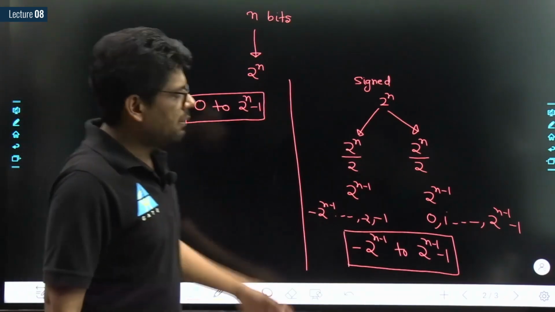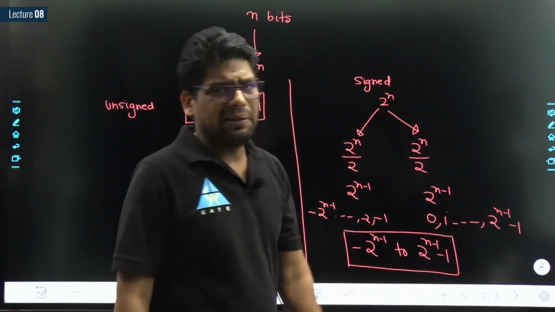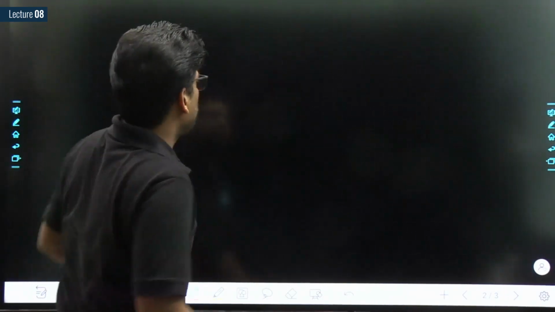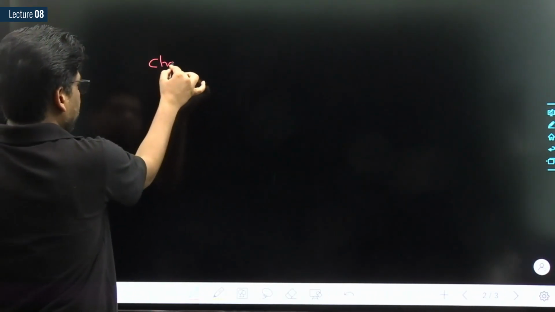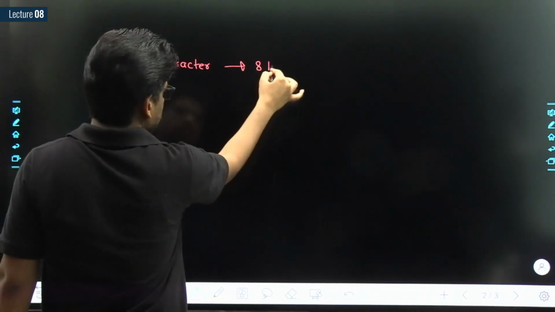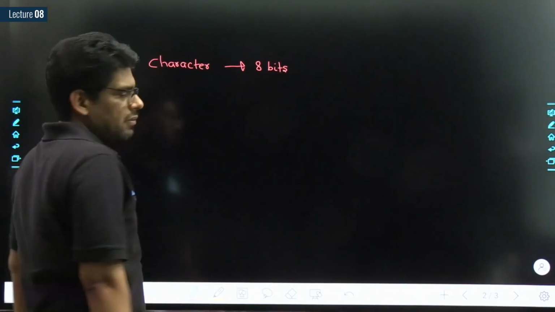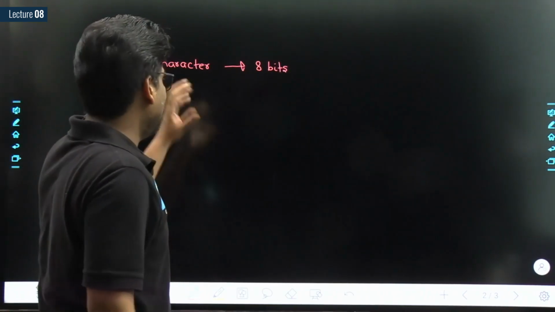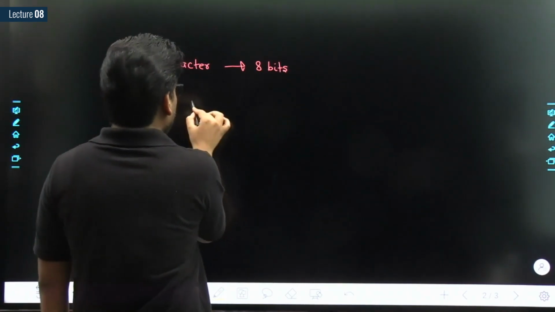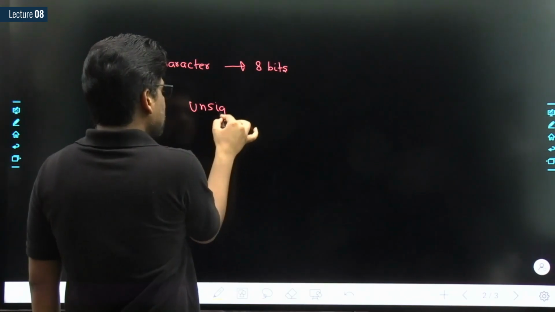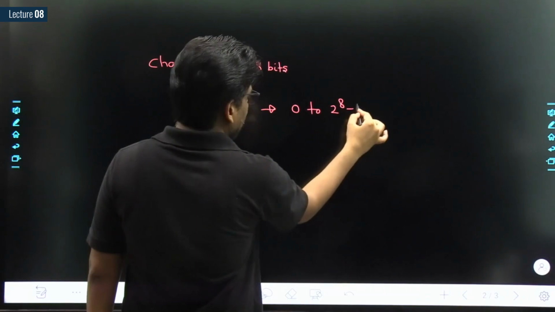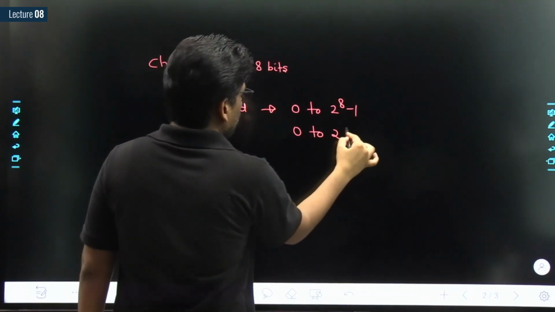So, similarly, we can compute the range of any data type. Sir, as of now, you said character data type takes 8 bits. Then, what is the range? If I say internally character holds integer, what is the range? Sir, if it is 8-bit, then if you talk about unsigned values, how many are they? 0 to 2 to the power 8 minus 1. That means 0 to 255.